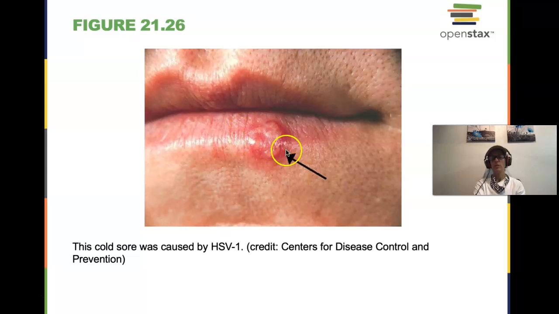The immune system stops its surveillance of suppressing the virus, and it will show up at the initial site of infection. The other herpes virus that shows up on skin is HSV2. Typically, that is genital herpes, but oral sex can transmit HSV1 to the genitals or HSV2 to the mouth.